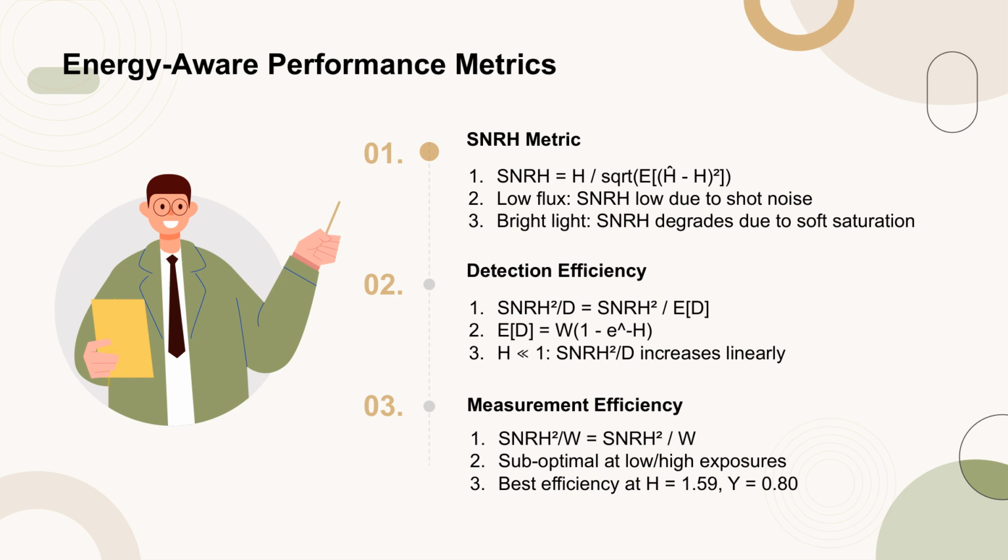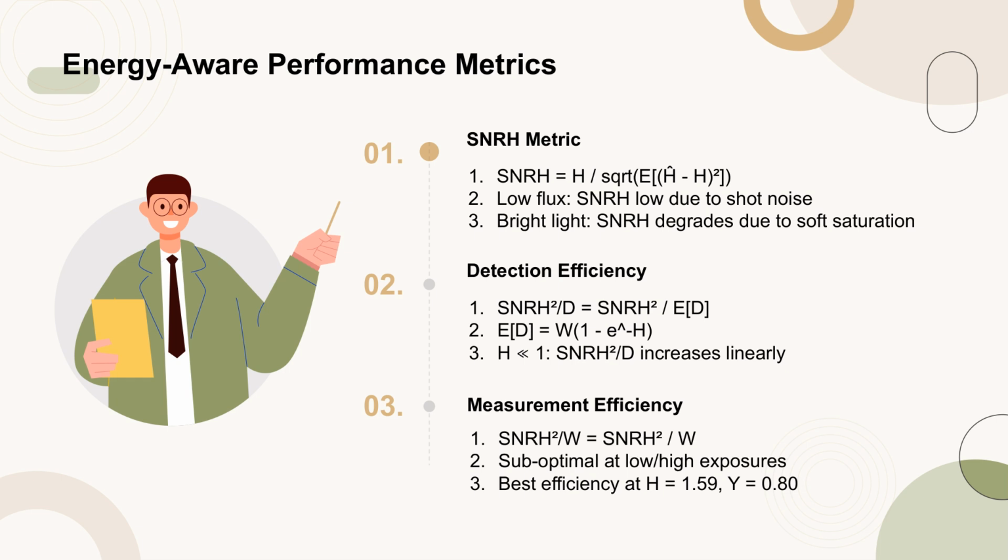However, in bright light with H greater than 1.6, SNRH degrades due to the soft saturation of the sensor response. To address the energy costs associated with SPAD sensors, two new energy-aware modifications to SNRH are proposed. The first is a detection efficiency metric, SNRH superscript 2/d, which is defined as the square of SNRH normalized by the expected number of detections.